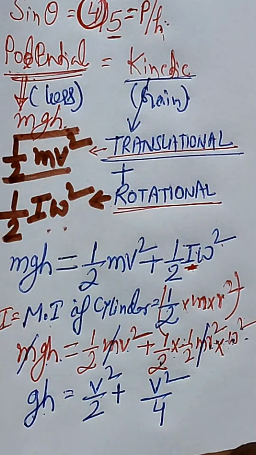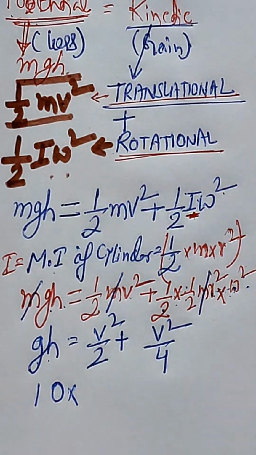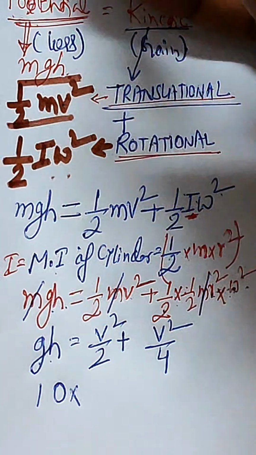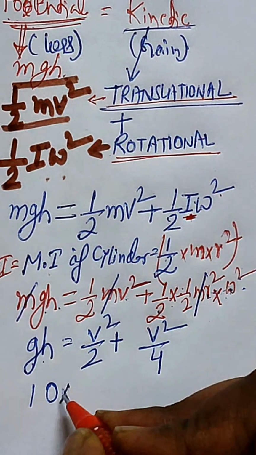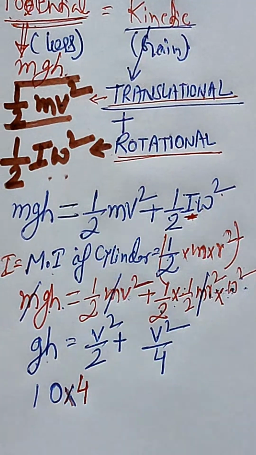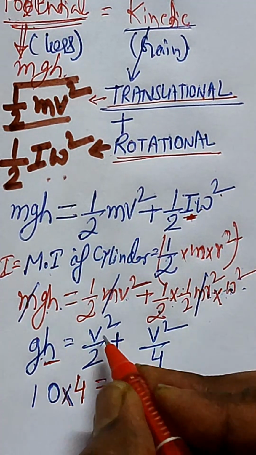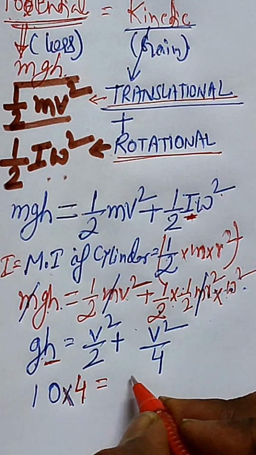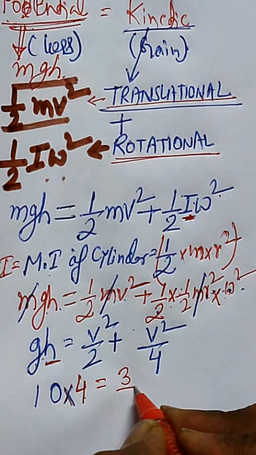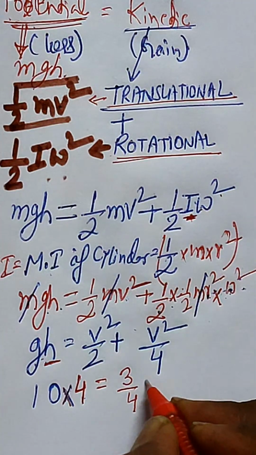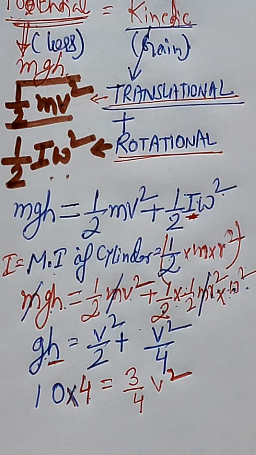So g, let us put up the value of g as 10, right? And h, you can see the height through which it falls. That is, h is 4, the potential energy. Sin inverse 4 by 5 was given to you. So we put the value of h as 4. And v square by 2 plus v square by 4 will give you 3 by 4 v square, right?